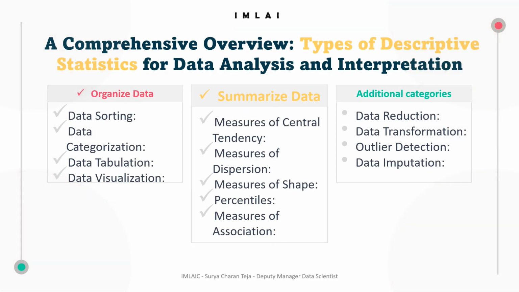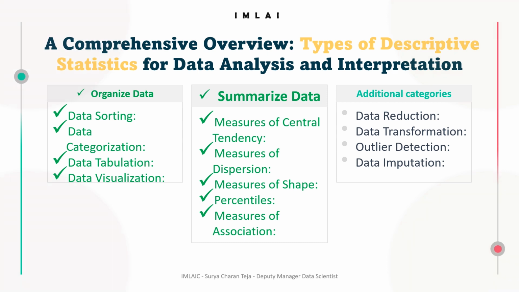Now let's look into the overall picture, a comprehensive overview of the types of descriptive statistics. So far we have seen organizing data. In organizing data, we have completed data sorting, data categorization, data tabulation, and data visualization. Then we moved on to summarizing data. Here we have completed measures of central tendency, measures of dispersion, measures of shape, then percentiles, quartiles, deciles, and measures of association.